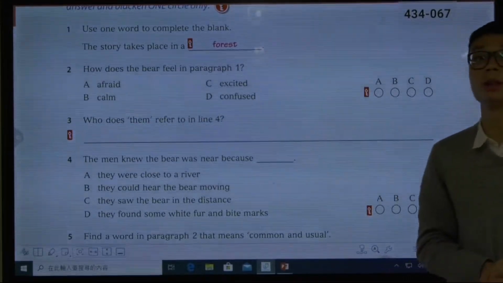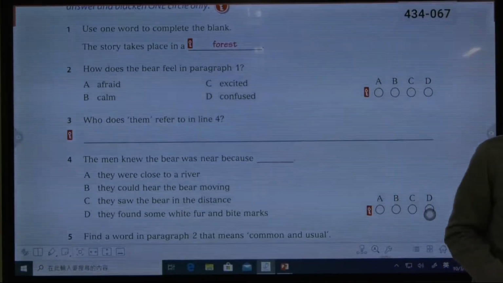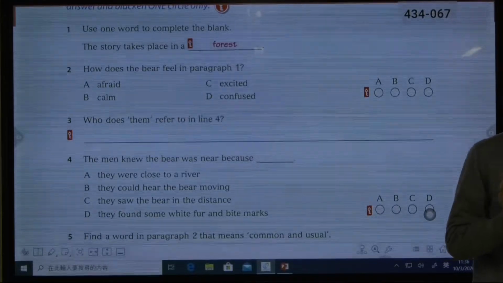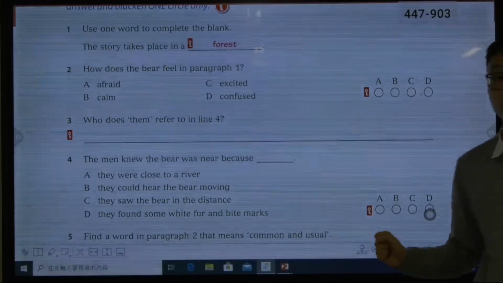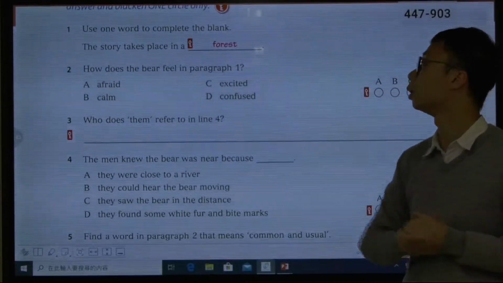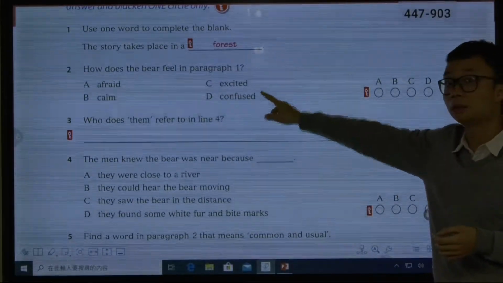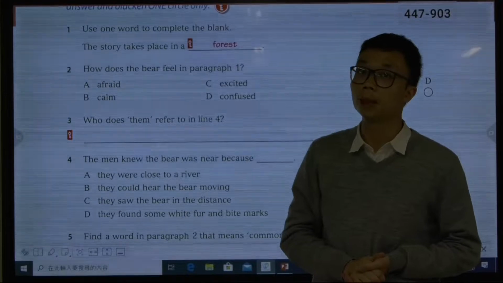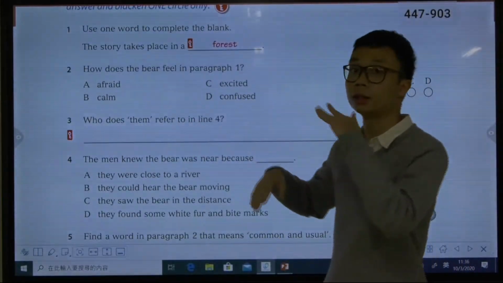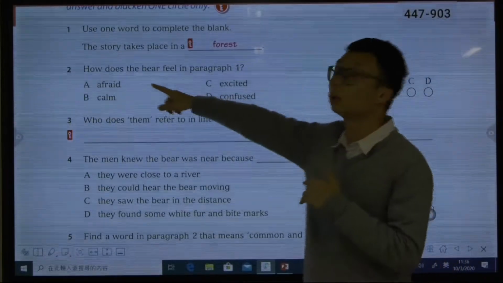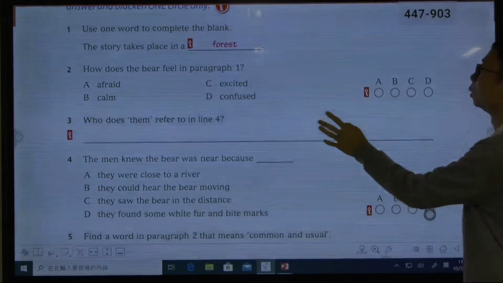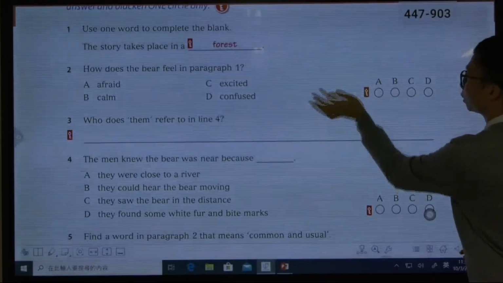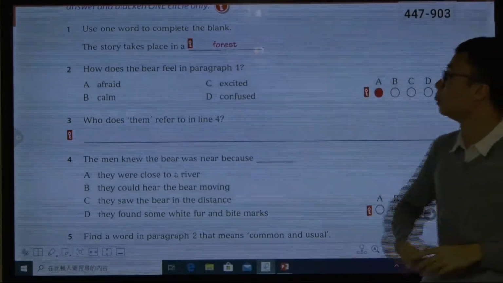The keyword is the phrase they said: it is important for me to stay still, even if I'm scared. So the word scared, which one is similar to scared? Not calm. Excited? Probably not. Confused, maybe. But scared is the keyword, and the only one close to it is afraid. So this is a key: look for a synonym. So the answer is afraid. All right.